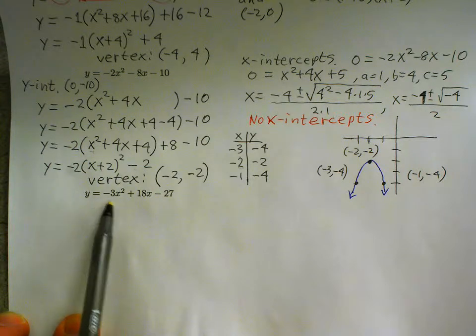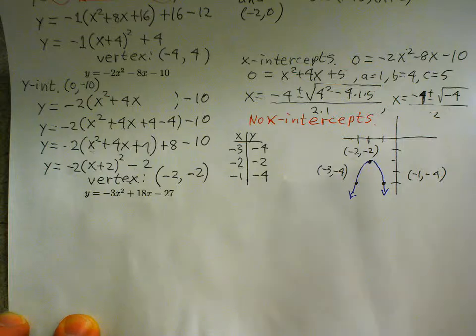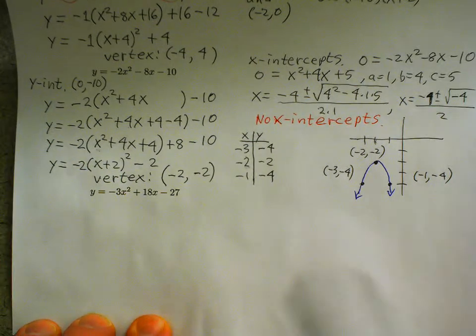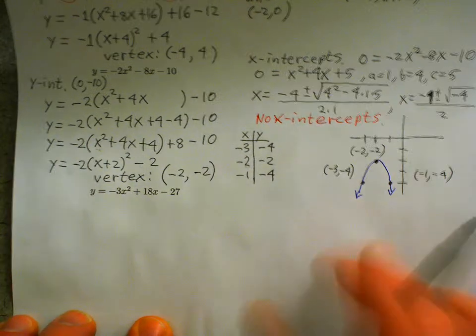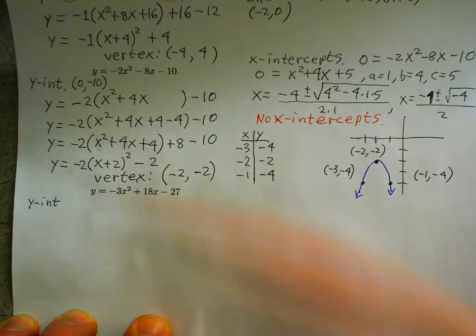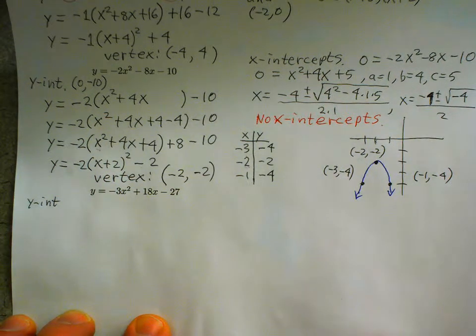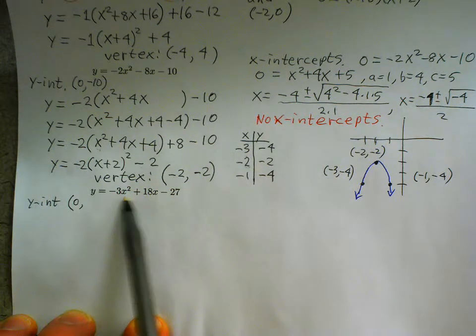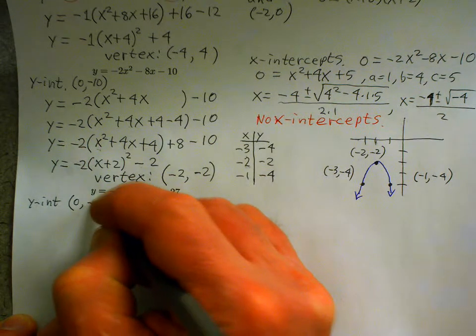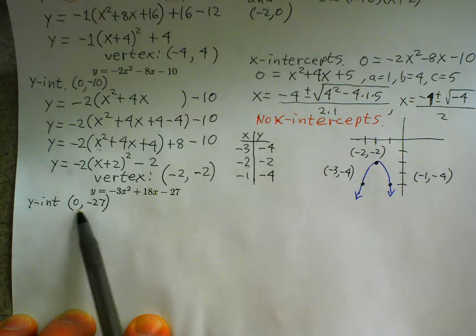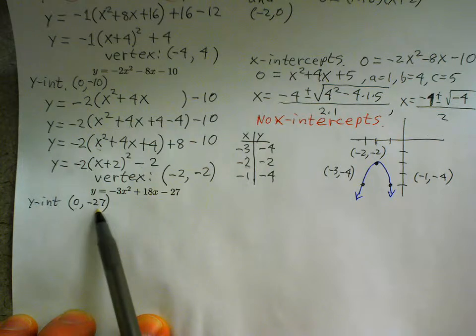y equals -3x squared plus 18x minus 27. Since finding the y-intercept is the easiest thing, let's find the y-intercept. Every y-intercept has an x-coordinate of 0, and when x is 0, the y-coordinate is -27. So the y-intercept is an ordered pair. It has an x-coordinate of 0, and in this case, the y-coordinate is -27.